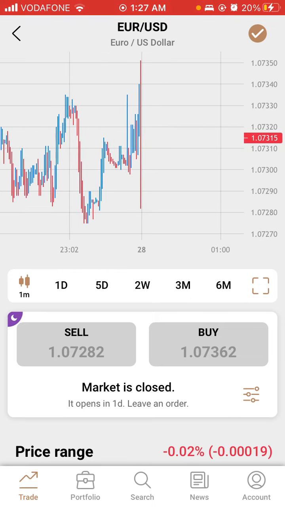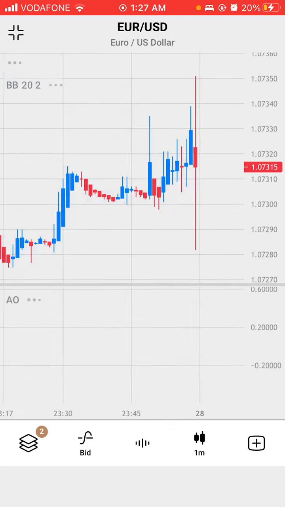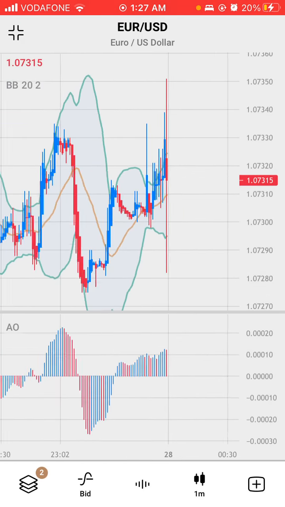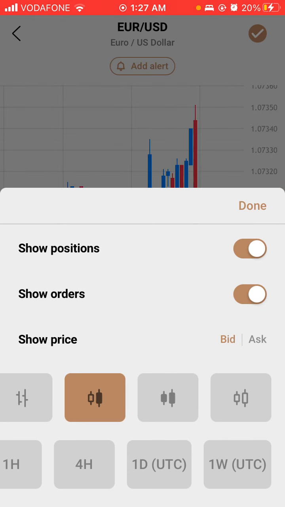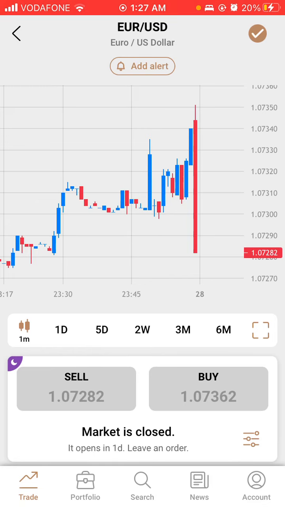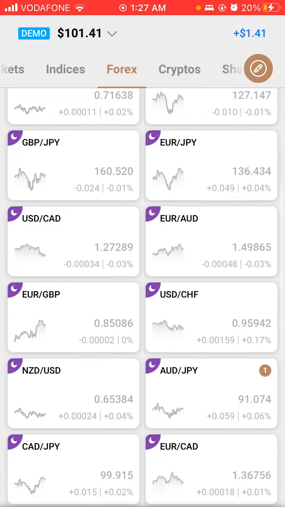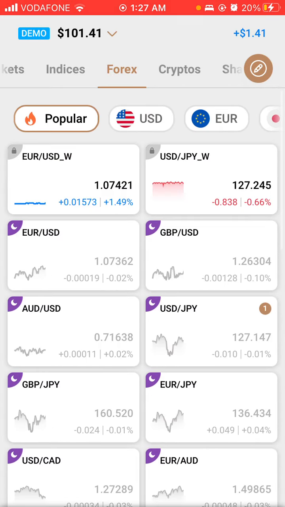If you want to maximize the chart, you click on this icon here, then you can maximize it and see the way it is. As you can see, this is how it is right now. Wait a minute, I need to change it back to candlesticks. So that's the way it is for now. These are the different markets. Everything is the same. You buy and sell at the same time, like that.